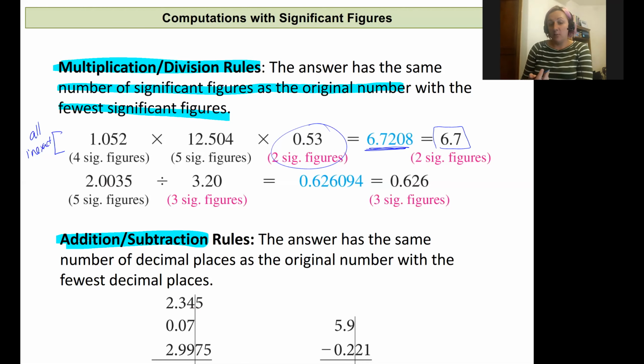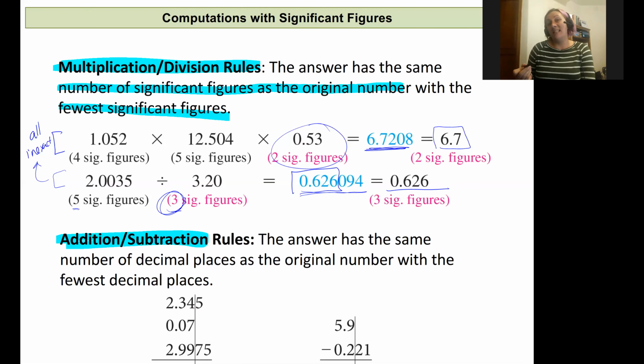So the same thing happens with division. If I have 2 numbers that are both inexact as well, so I have 2.0035 with 5 significant figures and 3.20 with 3 significant figures. When I plug this into my calculator and I get a nice long decimal number, I will round this to the least sig figs that went into the calculation, which is 3 significant figures. So I'm going to round it to 3 significant figures, or 0.626. Most of the conversions and the calculations you will be doing in chemistry will be multiplication and division. So you will use this rule the most.